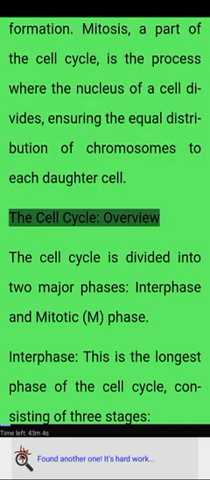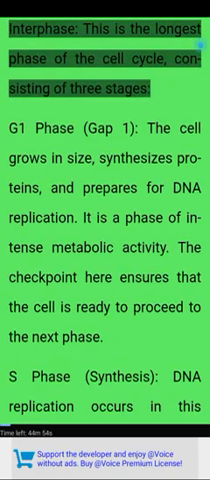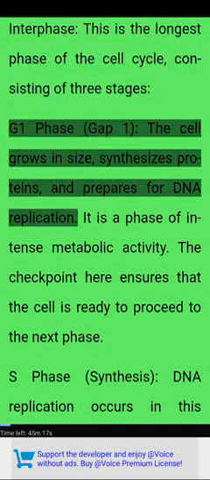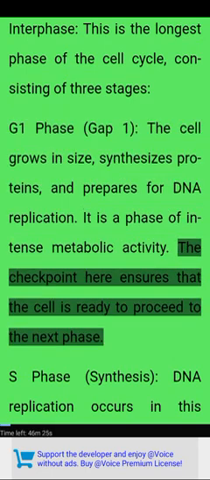The cell cycle overview. The cell cycle is divided into two major phases: interphase and mitotic M phase. Interphase. This is the longest phase of the cell cycle, consisting of 3 stages. G1 phase, Gap 1. The cell grows in size, synthesizes proteins, and prepares for DNA replication. It is a phase of intense metabolic activity. The checkpoint here ensures that the cell is ready to proceed to the next phase.